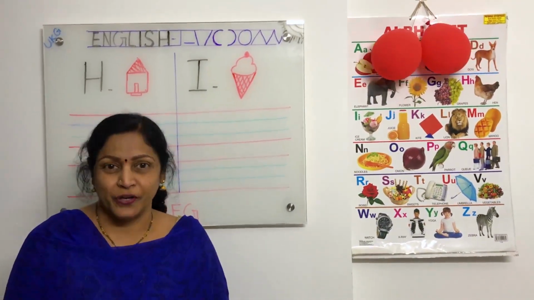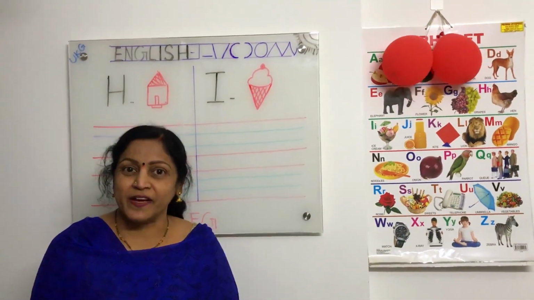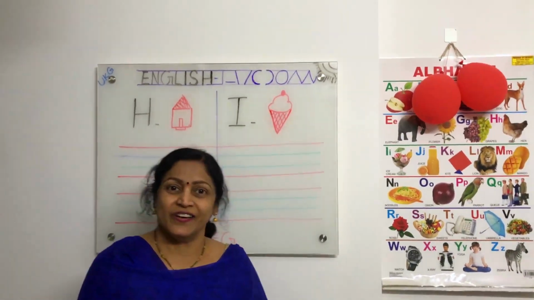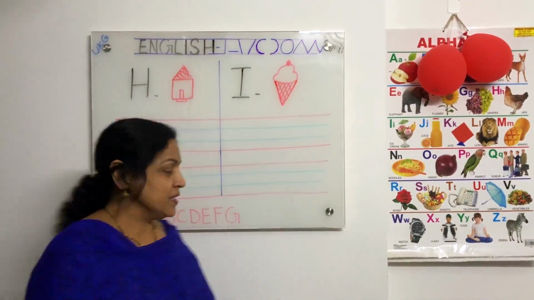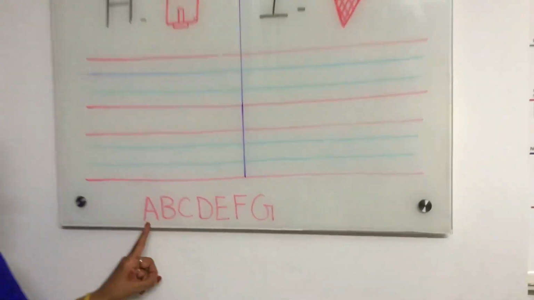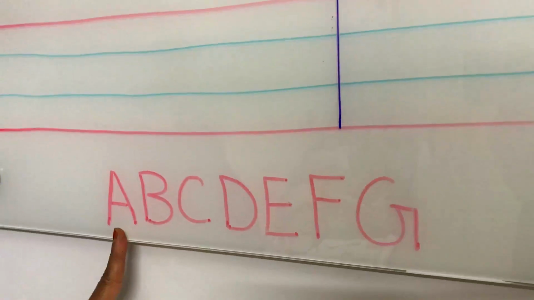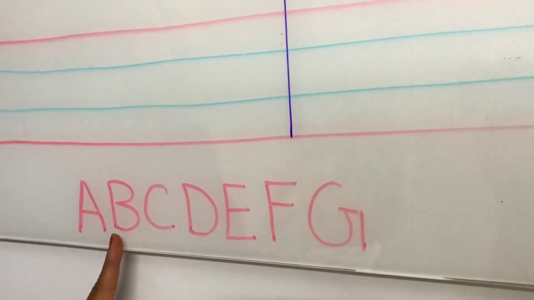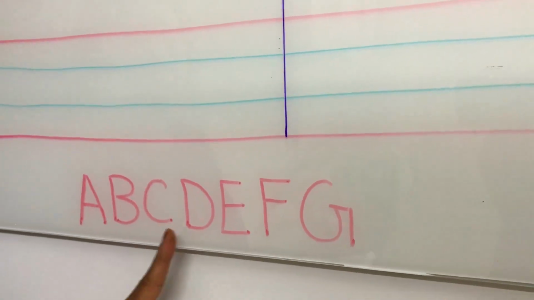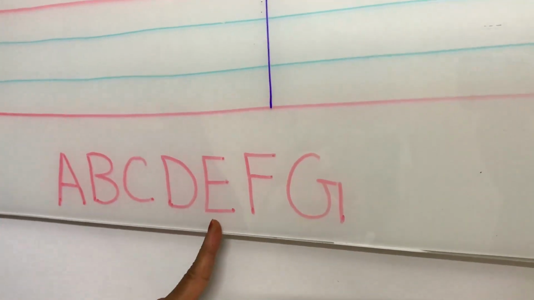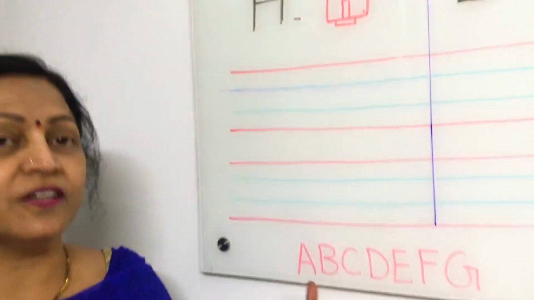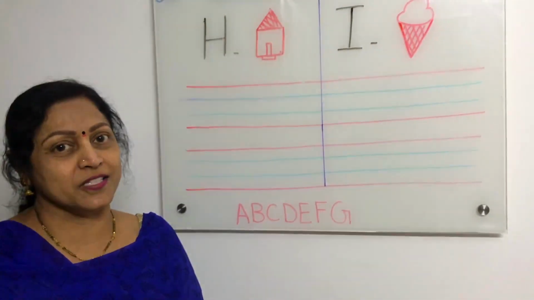Before going to the session, we will revise what we have learned in the last sessions. Okay, children, shall I show you? See here. What is this? This is the first letter in the alphabet. A, B, C, D, E, F, G. These letters we have learnt already in the last sessions.